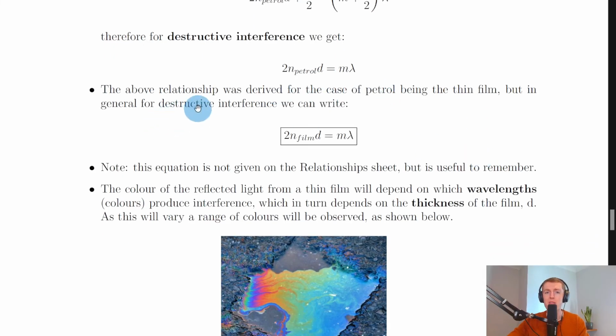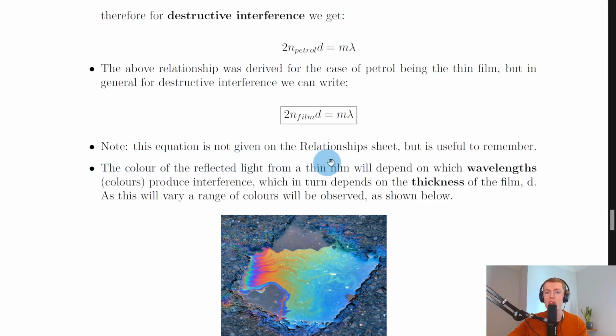But it says here the above relationship was derived for the case of petrol being the thin film, but in general for destructive interference we can write 2n film d equals m lambda, where we've just replaced the subscript petrol for film. And it says here, note, this equation is not given on the relationship sheet but is useful to remember. So it's very much worth remembering this one equation for thin films, that for destructive interference you have 2n film d equals m lambda. And that means that for constructive interference, you would write 2n film d equals m plus a half lambda. And this is perhaps slightly confusing because we usually associate maxima or points of constructive interference with this m lambda factor, but here we're saying it's the opposite.